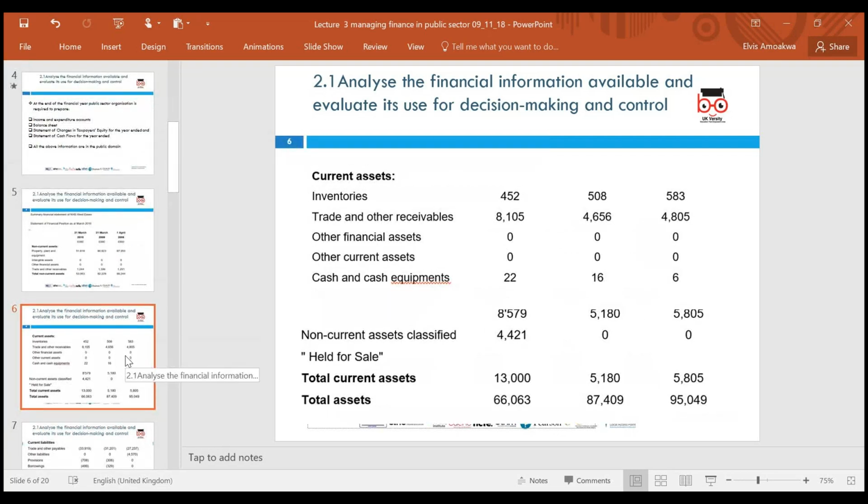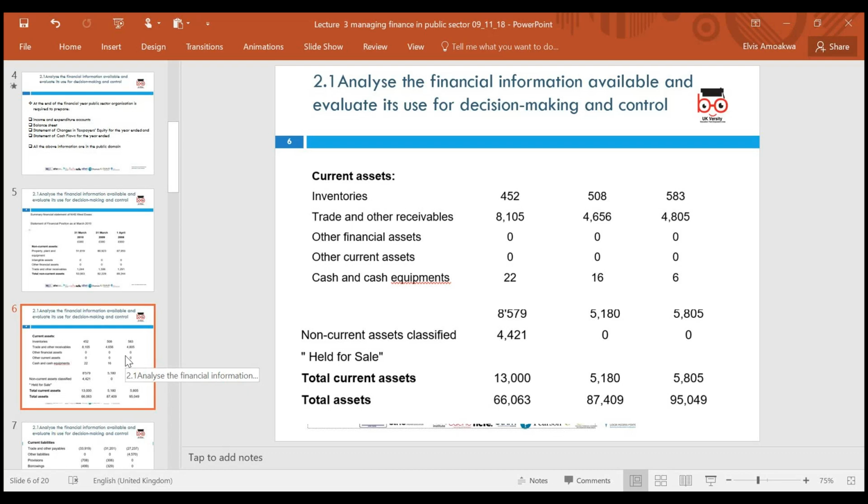We finished with the non-current assets. So look at the current assets as well. We've got inventories or stocks for the different years. 2010 is 452, 2009 508, and 2008 583.